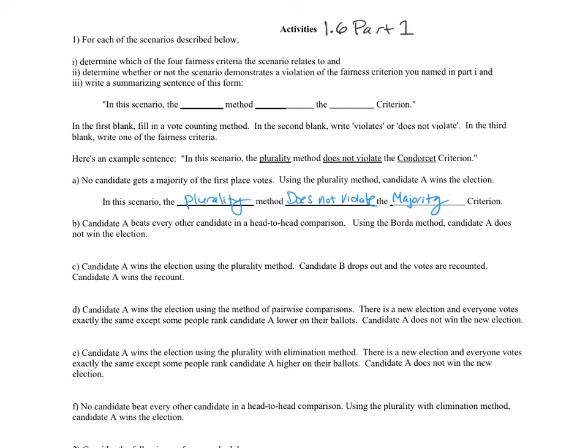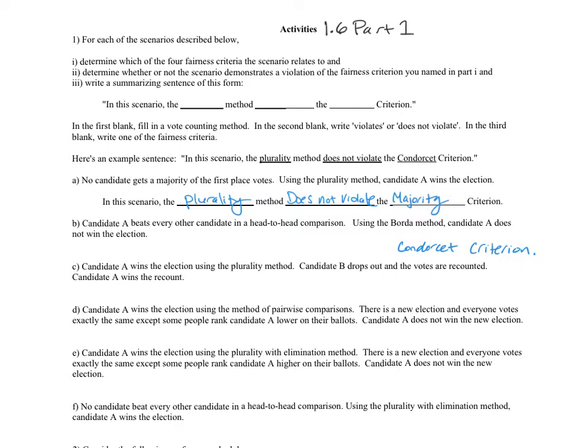Okay, part B. Candidate A beats every other candidate in a head-to-head comparison. So that is the definition of a Condorcet candidate. If a candidate can beat every other candidate in a head-to-head comparison, then they are Condorcet. So I think we're talking about the Condorcet criterion, which says that if someone can beat every other candidate in a head-to-head comparison, they should win the election.